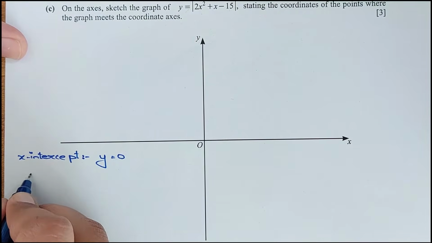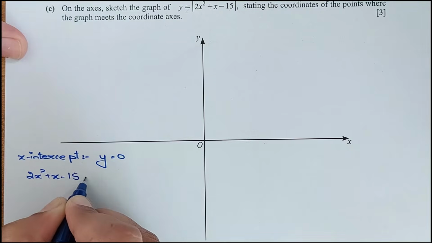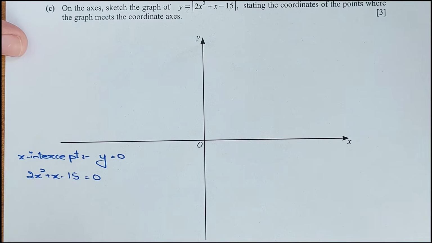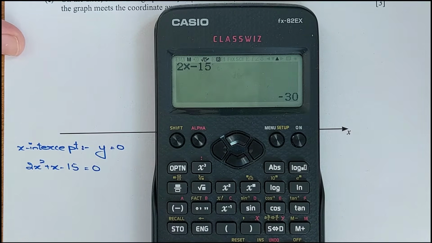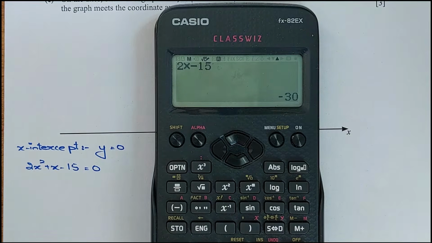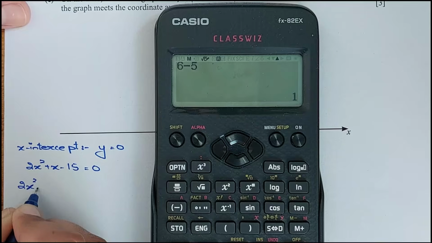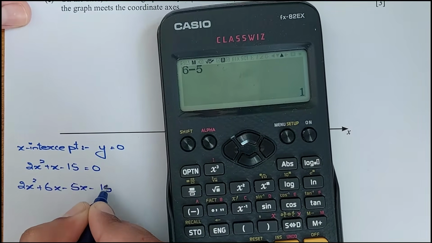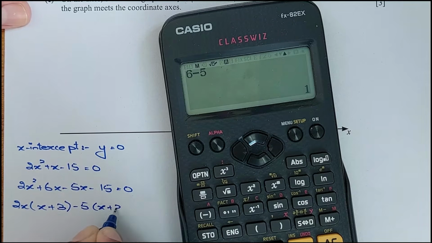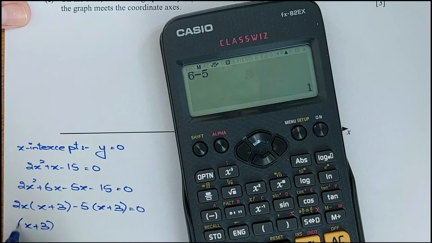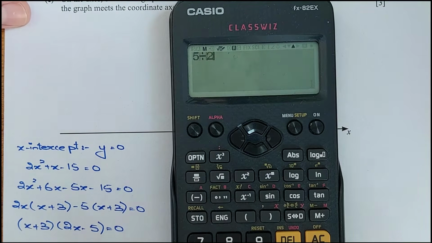So we have 2x squared plus x minus 15 equal to 0. This is a quadratic equation, and we have to find the two roots. 2 times 15 is negative 30, and we have to break the middle term. 5 times 6 is 30, and 6 minus 5 is 1. So 2x squared plus 6x minus 5x minus 15 equals 0. 2x is common, and minus 5 is common, so x plus 3 times 2x minus 5 equals 0. So x equals negative 3 and x equals 5 by 2, which is 2.5.